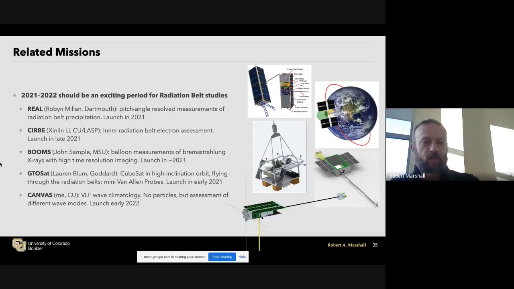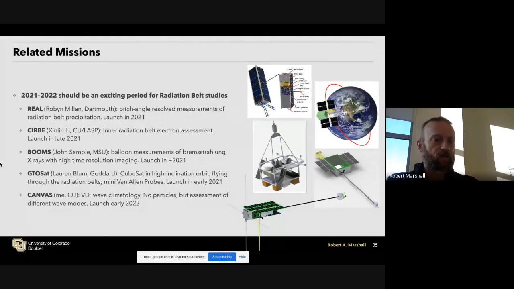I want to quickly mention, Van Allen Probes recently ended, and it can make a lot of people feel like radiation belt science is kind of taking a back seat now. But the next couple of years are going to be really interesting for radiation belts, due to a boon of CubeSats and small satellites that I would say a lot of which came out of the observations of Van Allen Probes showing us what we needed to do next.